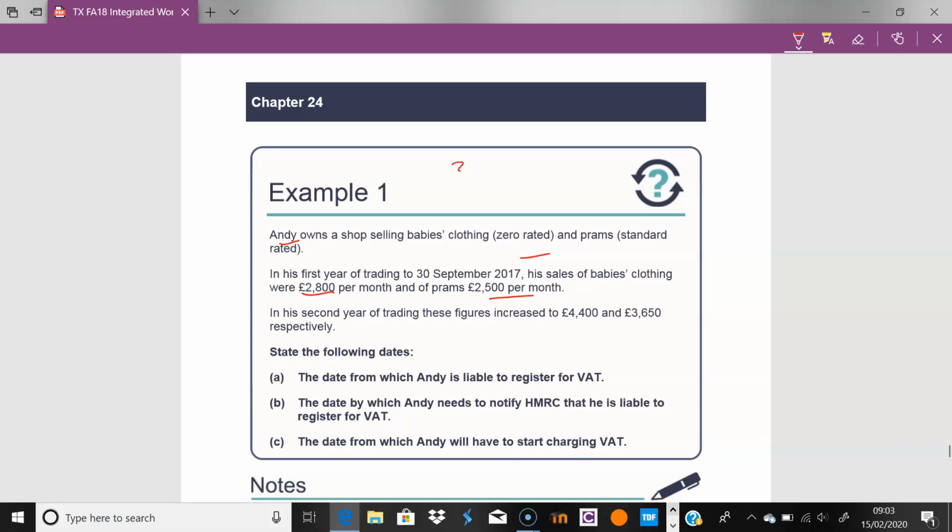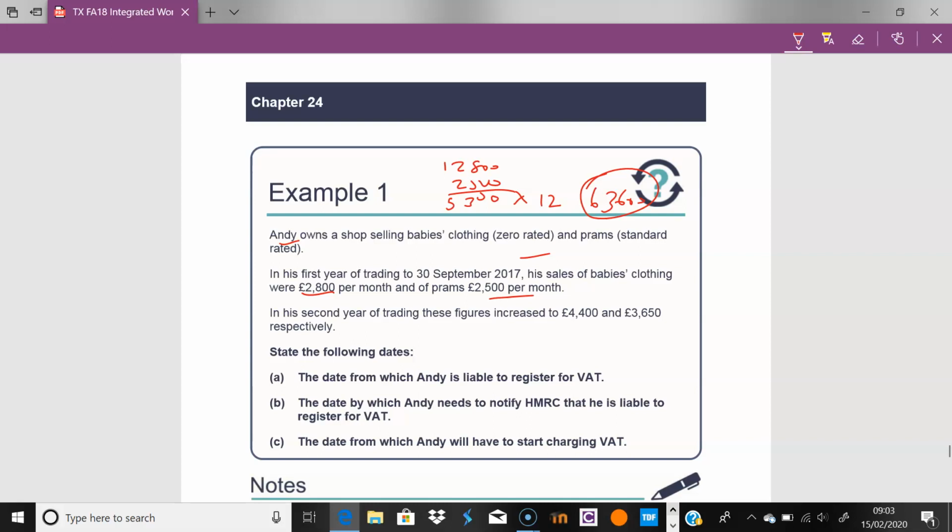So here we are. We have 2,800 a month for that and 2,500 a month for all prams. 8 plus 5 is 13. We have 5,300. So technically, if I look at the scenario here at the moment, I have 5,300 times 12. That takes me up to 63,600. So currently, it isn't compulsory for him to register.